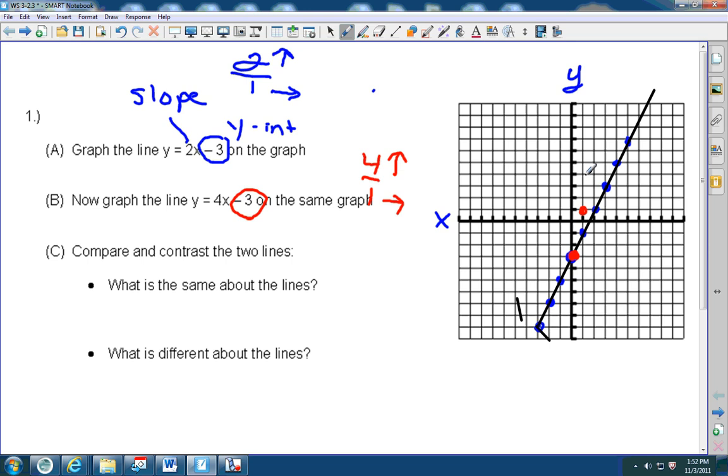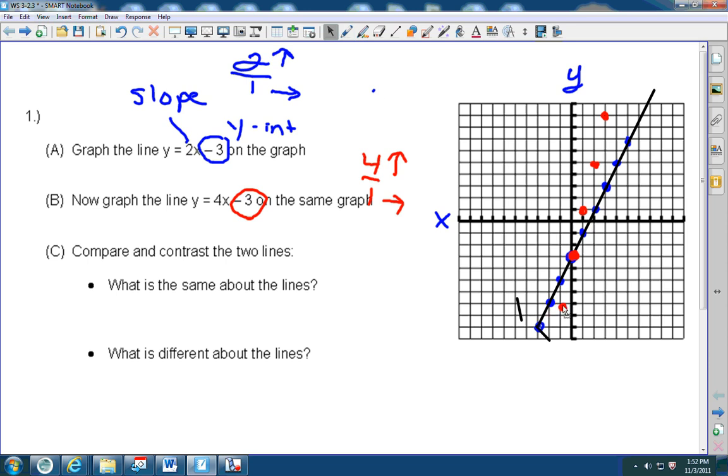Up 1, 2, 3, 4 to the right 1 and put a dot, and again. Now I can go backwards. Down 2, 3, 4 and to the left 1. Now I'm going to draw my line and connect my dots.